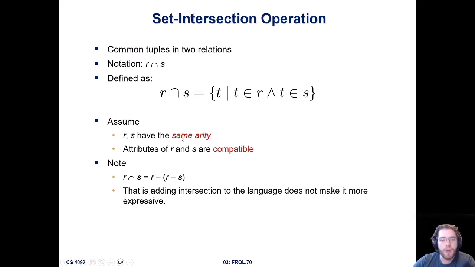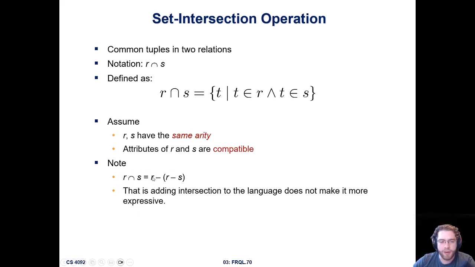Okay. Remember, for a lot of these operations, we're going to need to have the same arity, same number of attributes, and then make sure that these attributes are compatible, just to ensure that we can find common tuples in those. One more thing: if we're actually looking at what this looks like, our minus operation, our subtraction operation that we used in the last lecture, the set intersection is actually this more complex query.